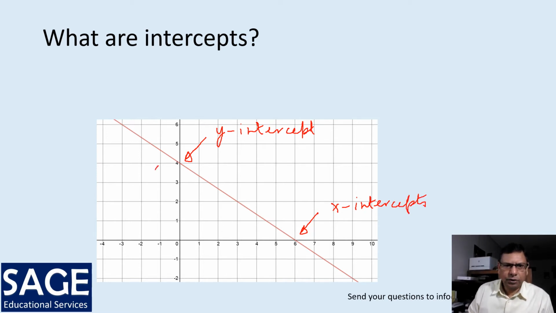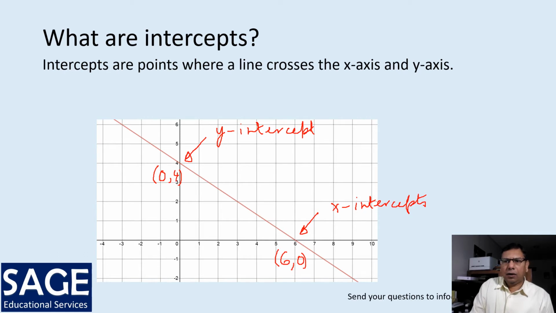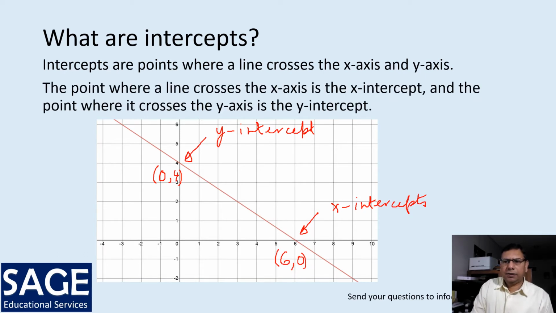Now the coordinates of this point are 0, 4. So the coordinates of the y-intercept are 0, 4. And the coordinates of the x-intercept are 6, 0. So let's see how we find the intercepts.